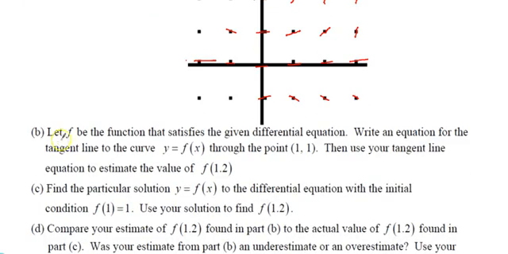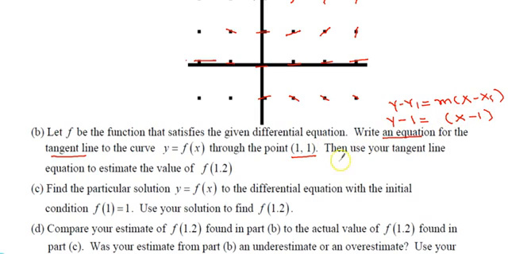Now let's take a look at B. If f is the function that satisfies the given differential equation, write an equation of the tangent line passing through (1, 1). So first of all, let's write the equation, and then we have to use the equation of tangent line. We already did this way back in chapter 2 or chapter 3. Equation of tangent line is always y minus y1 equals m times x minus x1. So my equation of tangent line for B will be y minus 1 equals m times x minus 1.